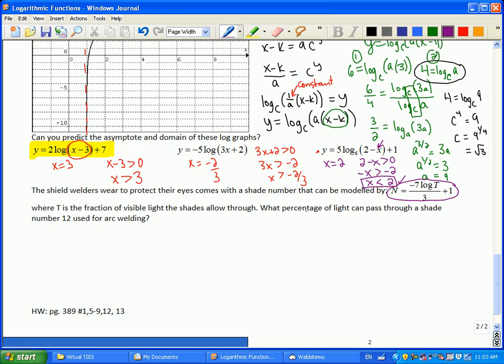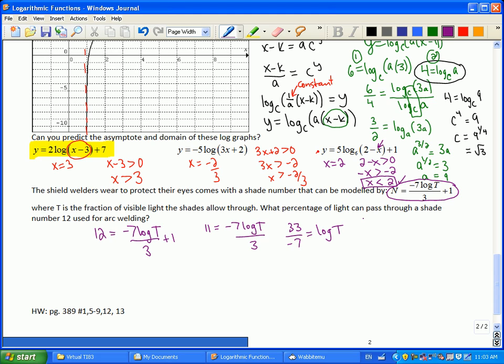Okay, so that means we're going to try and reverse this equation here. We've got a 12 for the number, and negative 7 log T over 3 plus 1. So what we want to do is figure out the value for T, the fraction of light that passes through an arc welder's shield. All right, so the first thing, of course, I'm going to make this 11 is negative 7 log T over 3. And I'll keep rearranging this, trying to get the log all by itself. So I'm going to have 33 over negative 7 is the log of T.